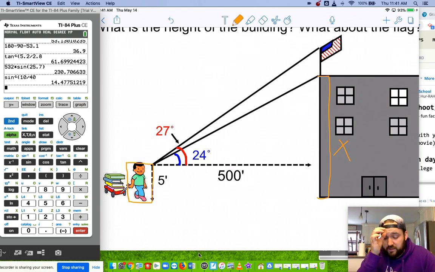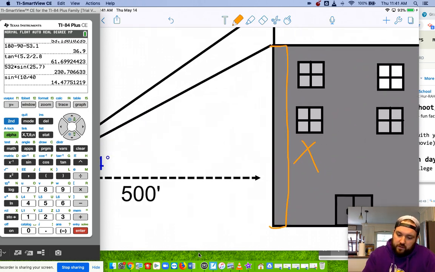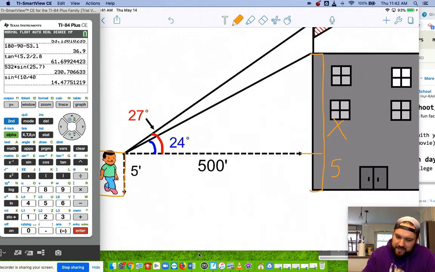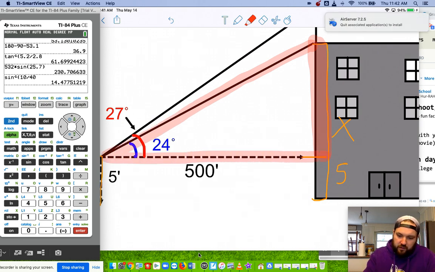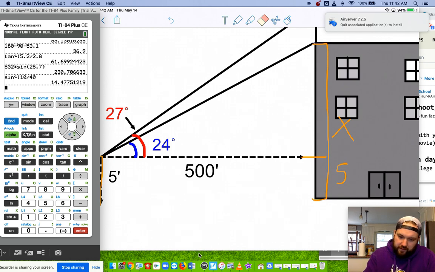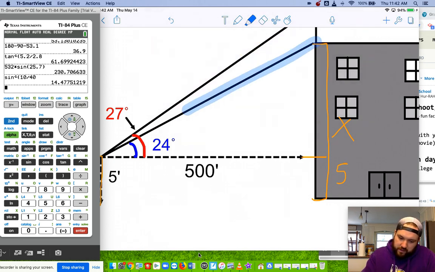Basically I know that this person is 5 feet tall. So I'm going to figure out the height from the top of his head, this distance right here, using trig, and then I'm going to add 5 to that to find this answer. Now this triangle, if I highlight the entire thing, utilizes the 24 degree angle that's in blue. So right here, I'm going to use the 24.